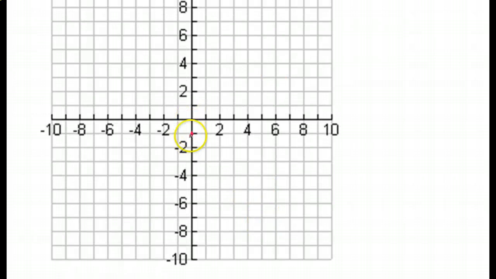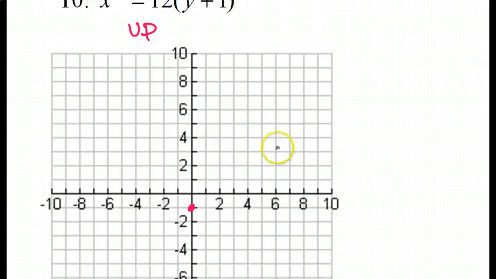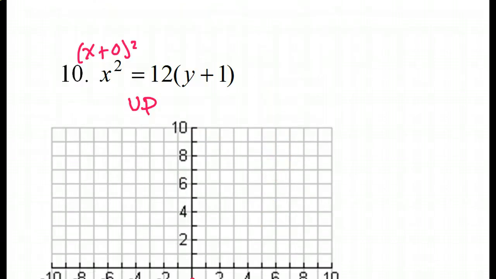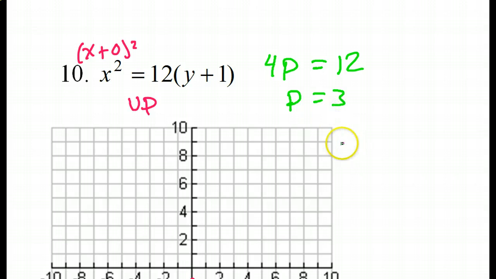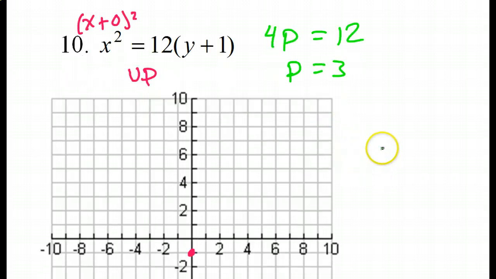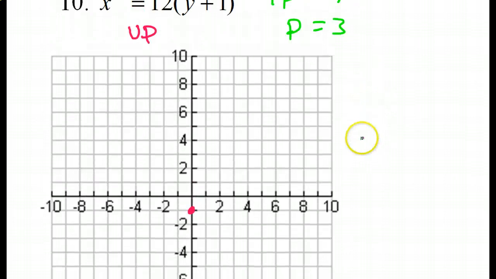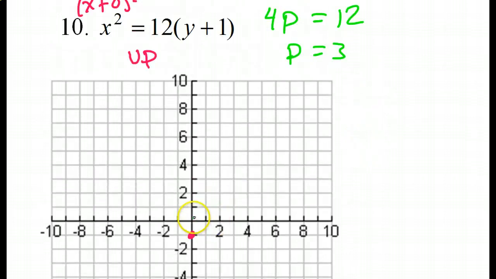Now we need that p value. And we know that 4p is equal to 12. So if I divide by 4, p is 3. Now, I said it would be up. So I'm going to do up 3 from the vertex. So 1, 2, 3. So there's my focus, 0 comma 2.